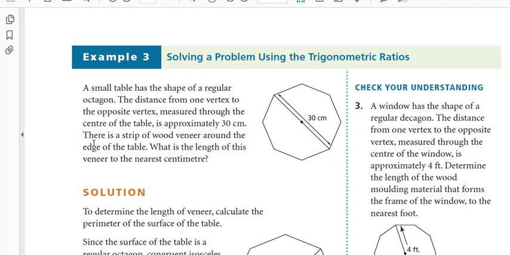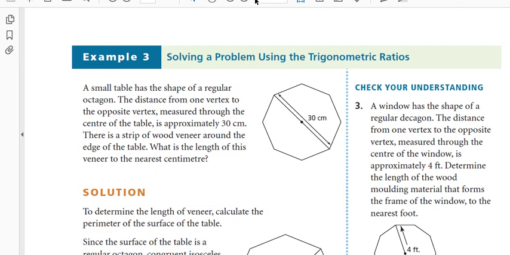Measured through the center. There is a strip of wood veneer. Now, if you don't know what wood veneer is, veneer is basically a very thin strip of wooden tape that you put around the outside to make a piece of plywood look like a solid piece of wood. So we're going to go around the edge of the table. Basically, what's the length of this veneer? They're looking for the perimeter of this octagon.